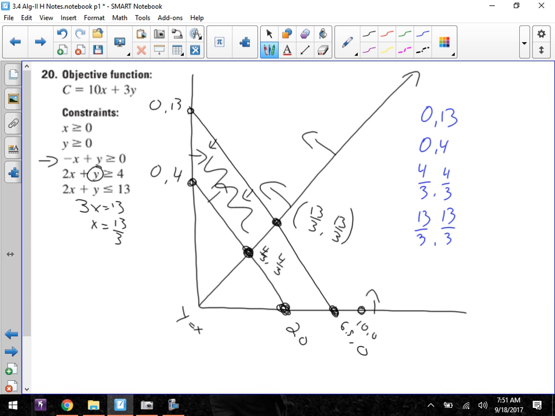So, does that help on that one? It's just weird with the fractions. Most people freak out when they see that. Other than that one, anything else all right?